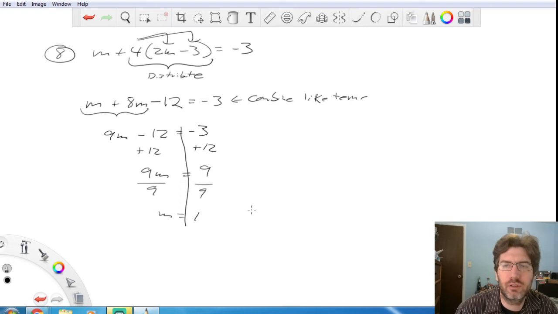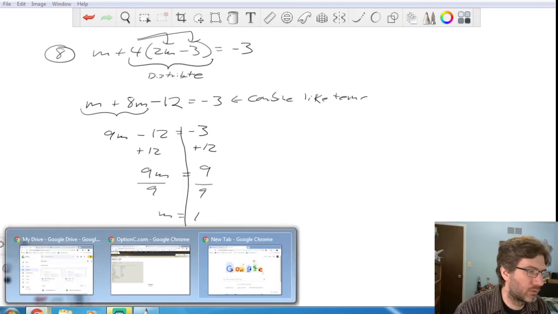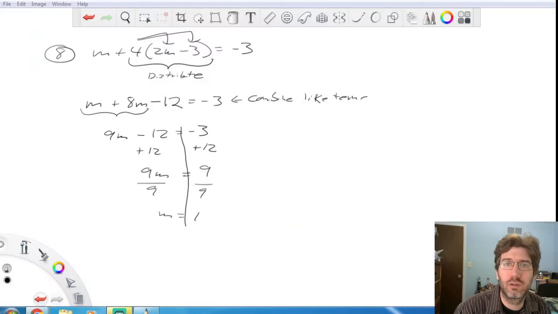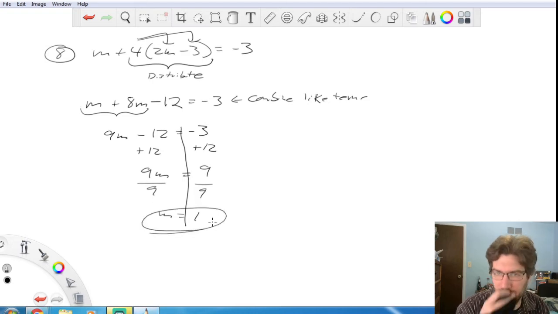I'm going to double check that. I don't know if that's right. Just going to look at my cheat sheet here. Yeah, m equals 1. Yeah, that's what I'm getting. I don't remember there being one that equaled 1, but I guess there was. So there's that.